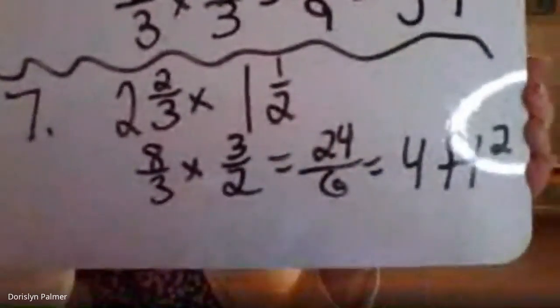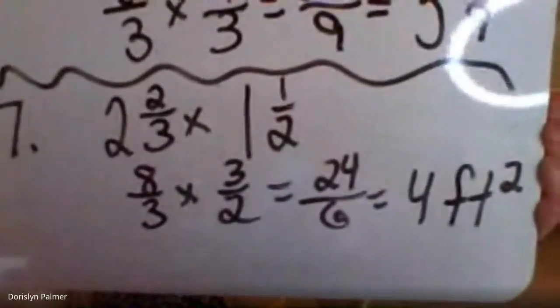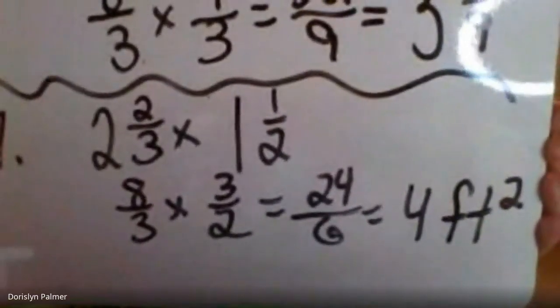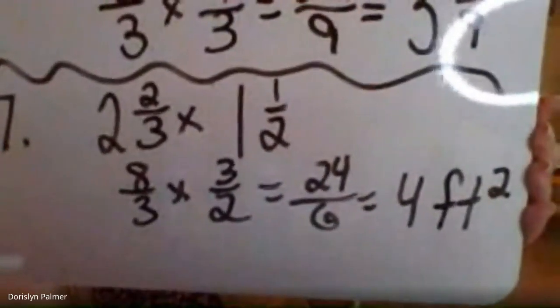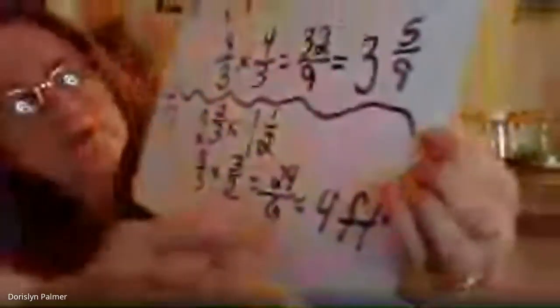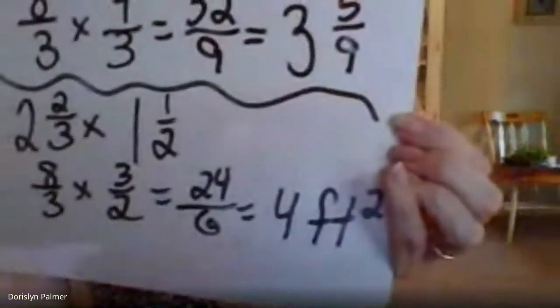All right. I'm with you all the way to the 24/6. But when you turn it back into a mixed number, how many times does 6 go into 24? It's just 4. So when you're here, 24/6, that is just equal to 4 square feet.